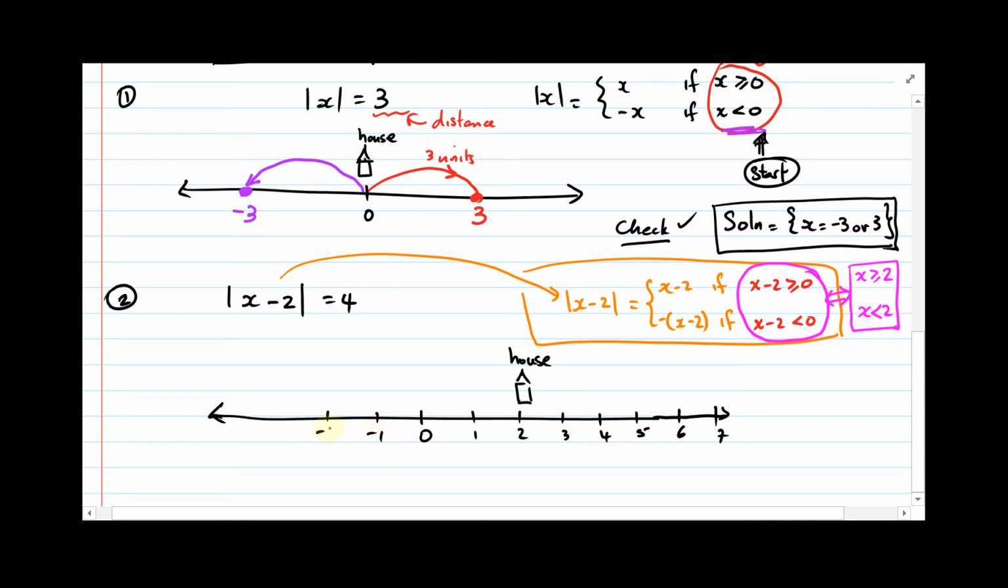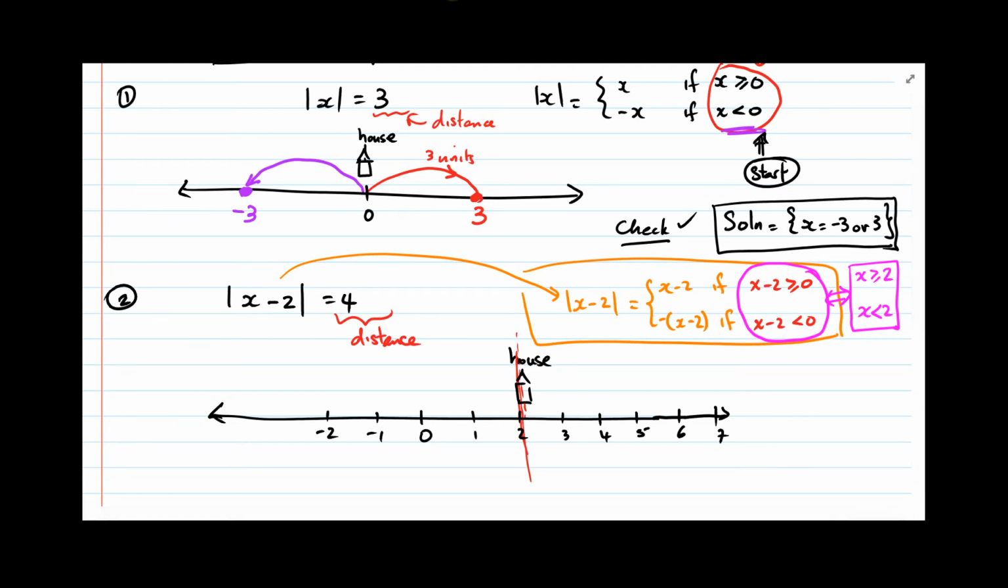Alright, so we all know how to label our lines. And I've put my house, as I said, at the point 2. So here is my house passing through 2. My job will be to look at how far I go. What's the distance? My distance that I'm going to run is 4 units.